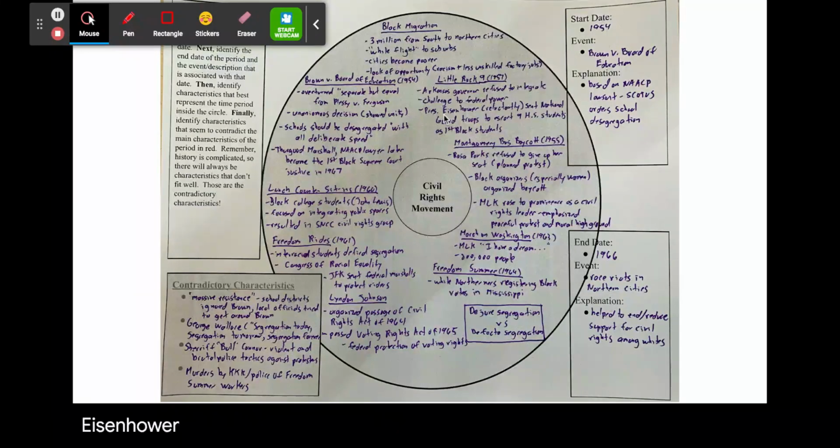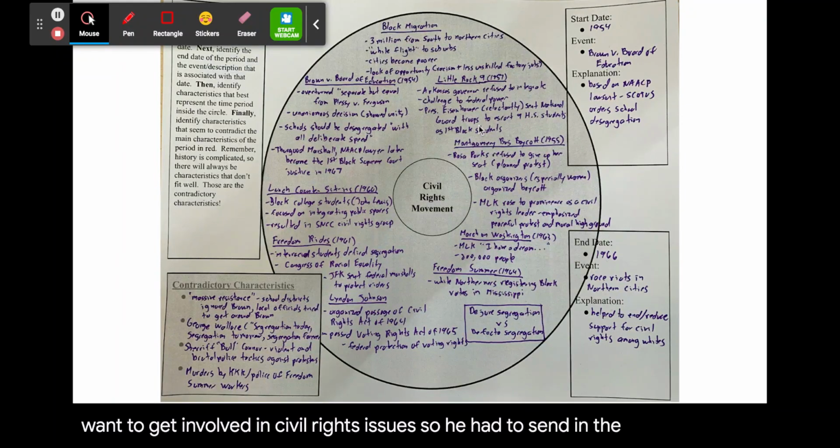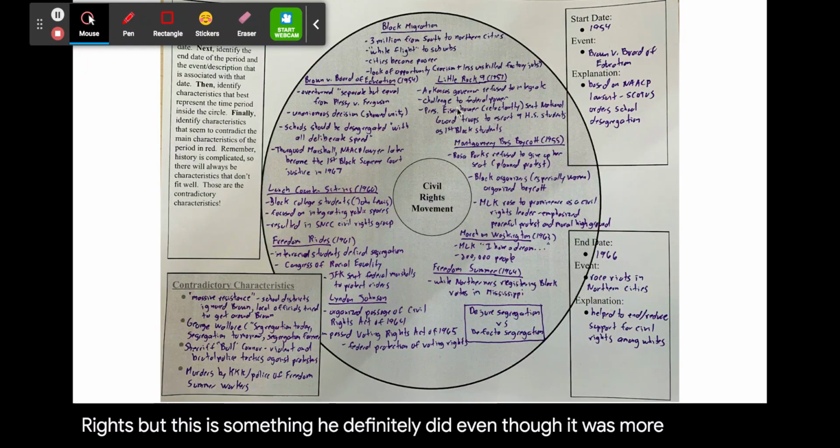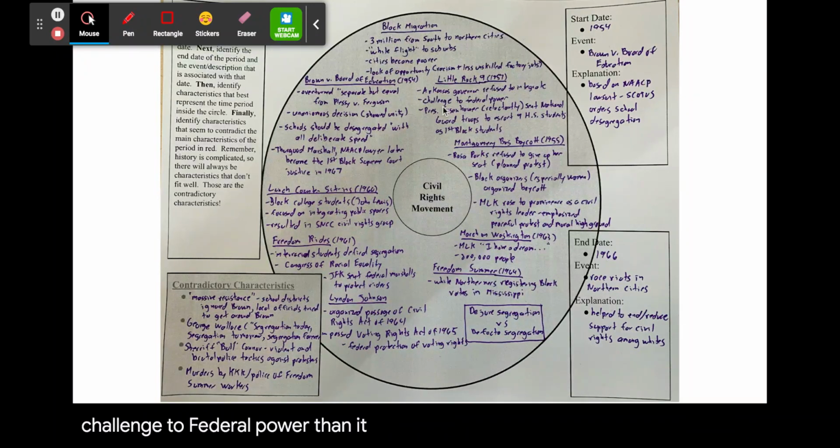So Eisenhower felt he had to step in. He was pretty reluctant to do so. He did not want to get involved in civil rights issues. So he had to send in the National Guard troops to escort these 9 high school students to integrate Little Rock High School. So again, Eisenhower doesn't have the best record on civil rights, but this is something he definitely did, even though it was more about the challenge to federal power than it was about the rights of African Americans and equality.